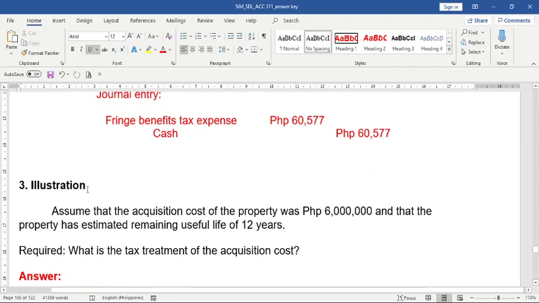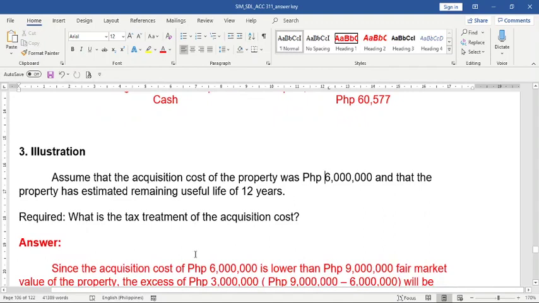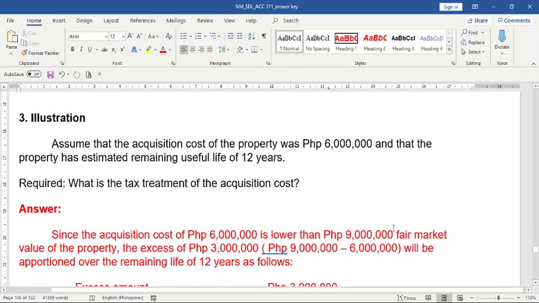Next illustration. Assume that the acquisition cost of the property was 6 million, and the property has an estimated remaining useful life of 12 years. What is the tax treatment of the acquisition cost? So recall, our market value is 9 and 8, whichever is higher. So we will use the fair market value of 9 million. The 6 million is lower than the 9 million.